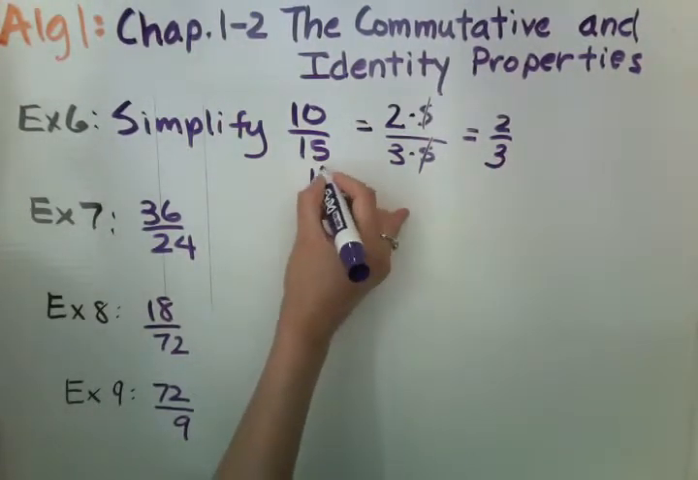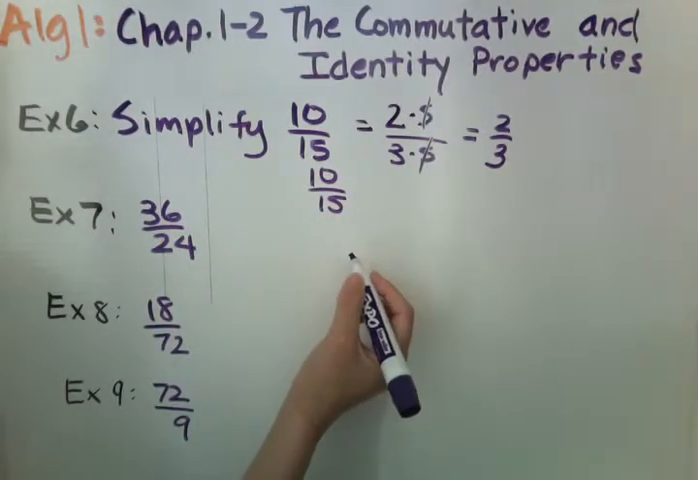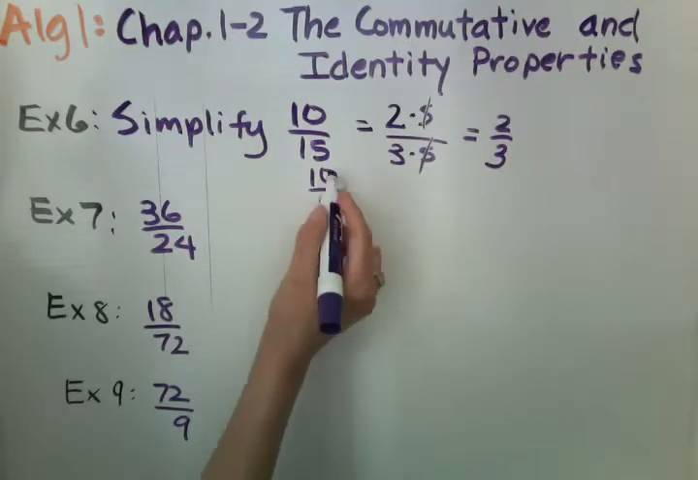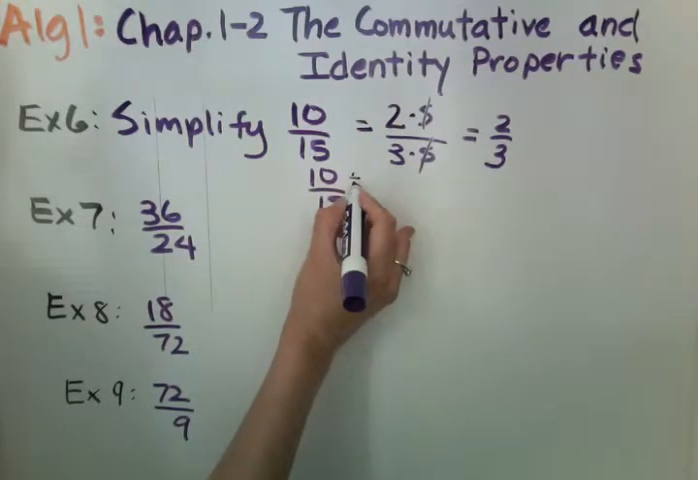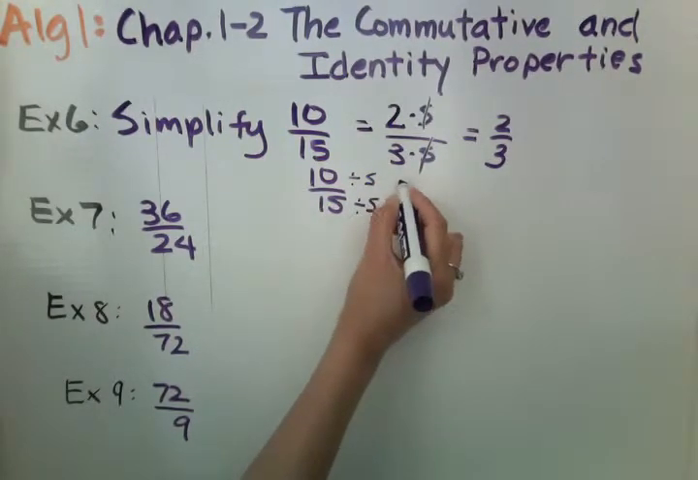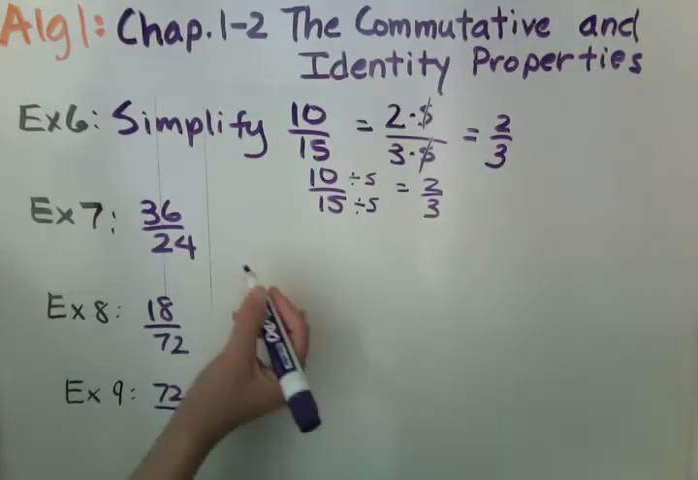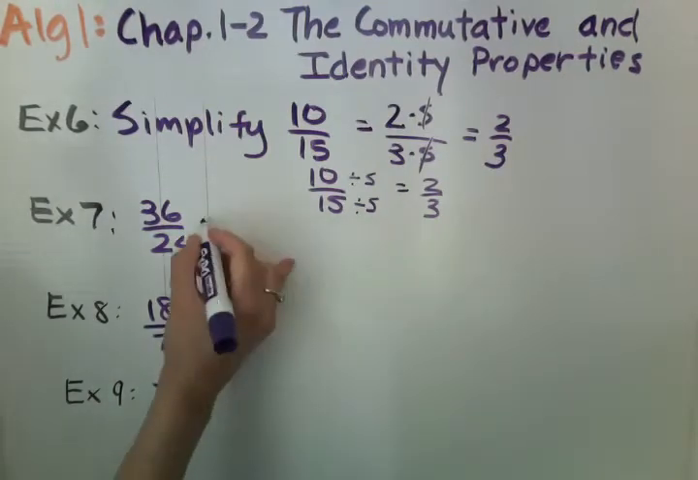An alternate way is to ask yourself, what can you divide the top and bottom by? What's a common number you can divide the top and bottom by? It is 5. So you can divide top and bottom by 5, and you also get 2/3. So again, I'll show you the book example method and the alternate.